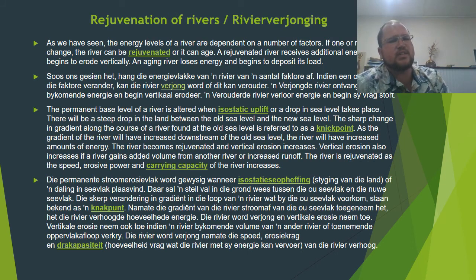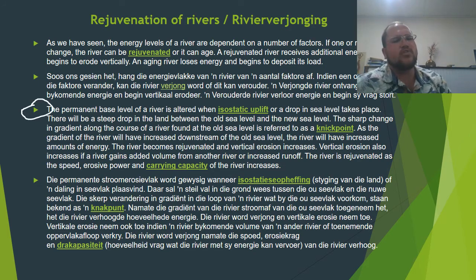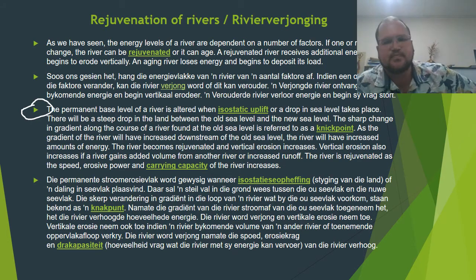This is slide 56, the rejuvenation of rivers. You can read through the rejuvenation of rivers and how that happens. The only thing I will go through with you here is that the permanent base level of a river is altered when there is isostatic uplift, isostatische opheffing. So this is when the earth's surface rises, or here, where the sea was hitting the land, the sea level drops. So now it creates this uplifted area.